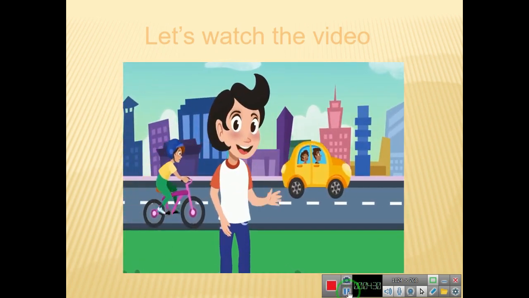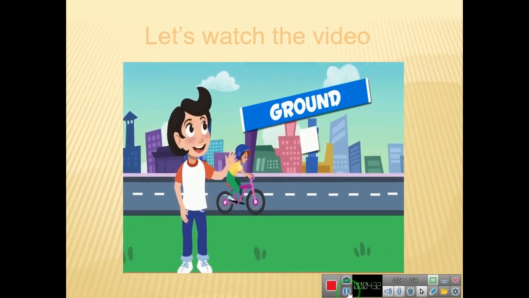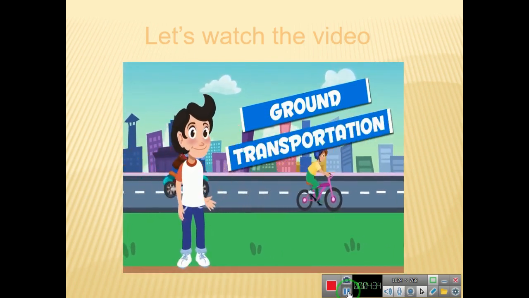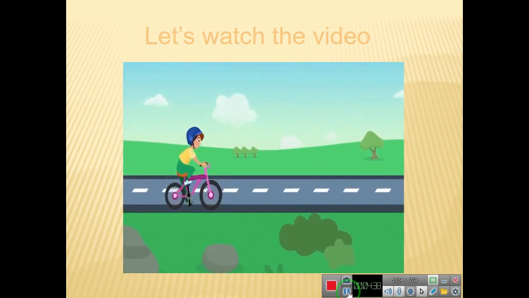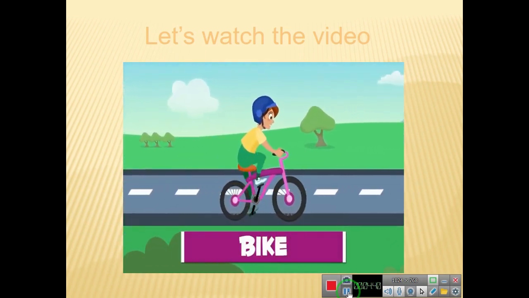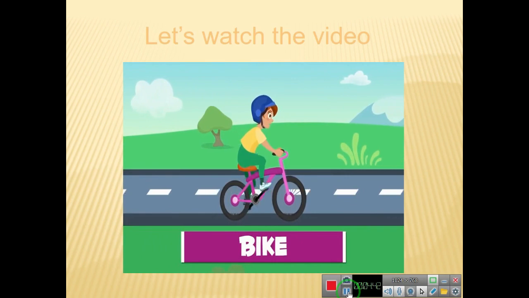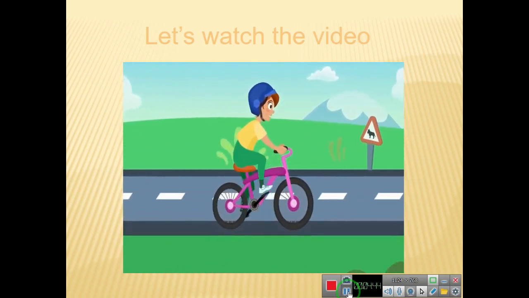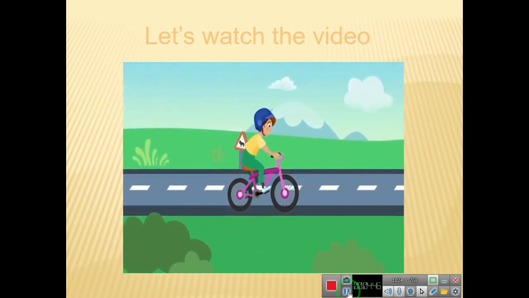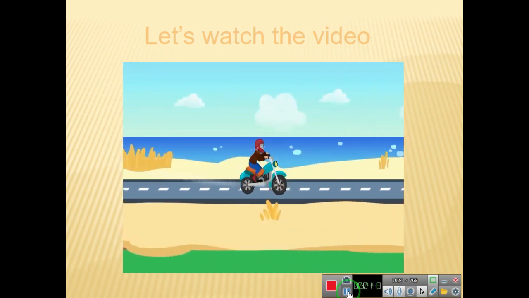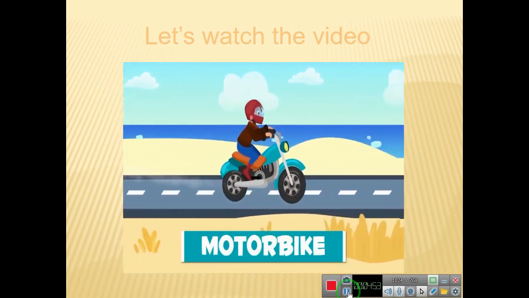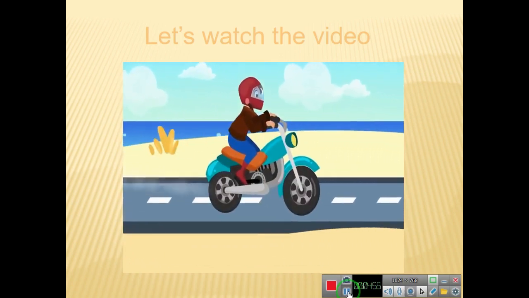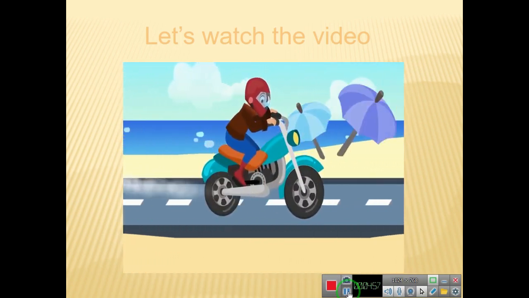Hi everyone! Today it's time we learn about ground transportation. Here's a bike. It has 2 wheels and we can move it by using these pedals. You can ride around the city with it or bike up a mountain. Here's a motorbike. It also has 2 wheels, but they are powered by a motor. A motorbike will whiz you around the city much faster. Don't forget to wear a helmet.